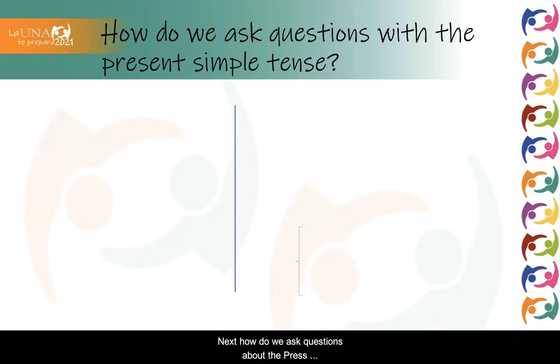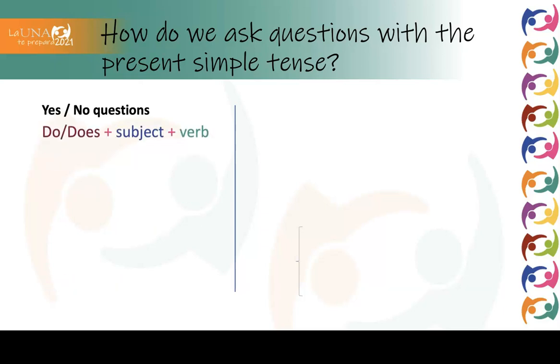Next, how do we ask questions with the present simple tense? Well, we have two types of questions. Yes/no questions. And for these, we need to use the auxiliary do or does plus the subject plus the verb. Let's see some examples. Do you work at una? Do they work at una?